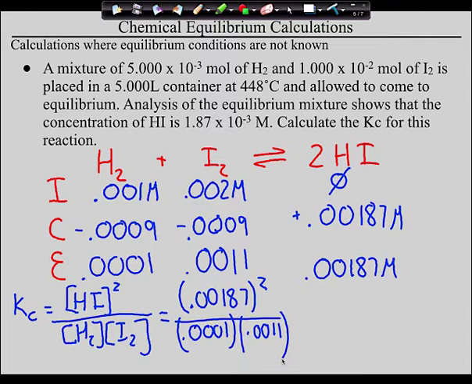Does it feel like a letdown if we don't do the math? Let's do the math. Okay, so 0.00187 squared, divided by 0.0001, and divided by 0.0011. And again, guys, being really not okay with significant digits, I get 31.8.